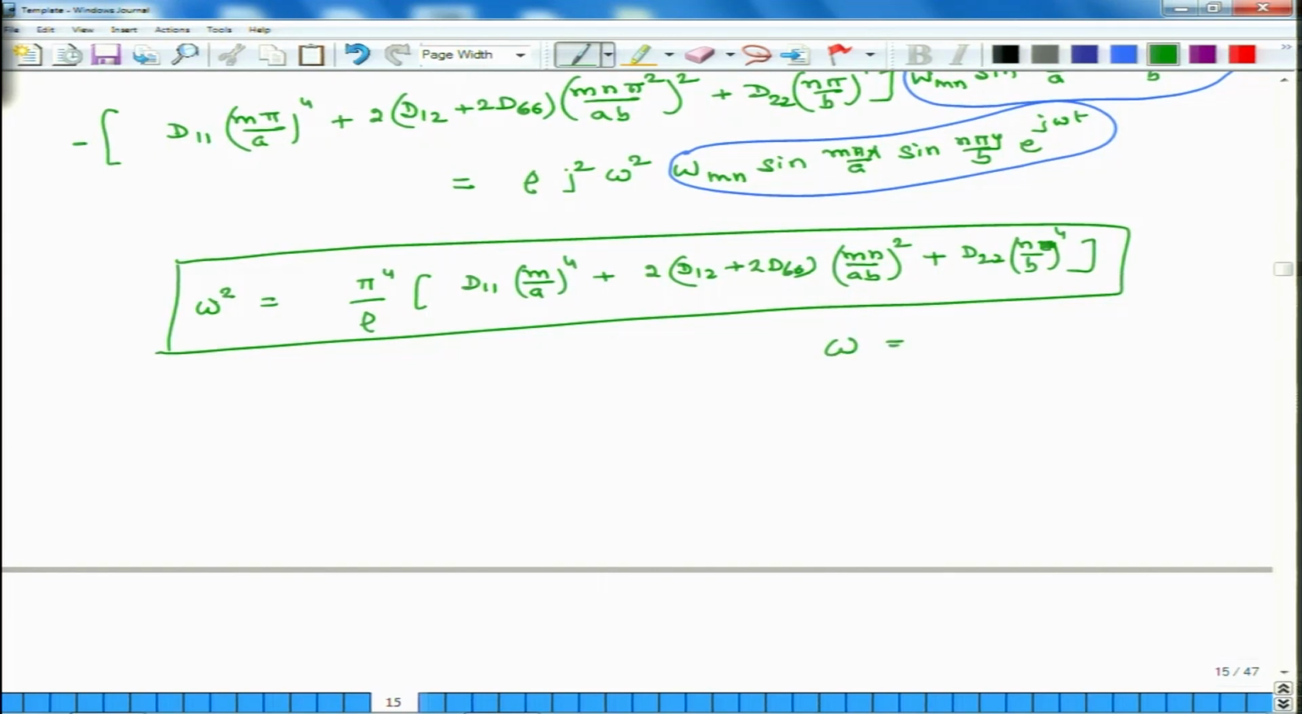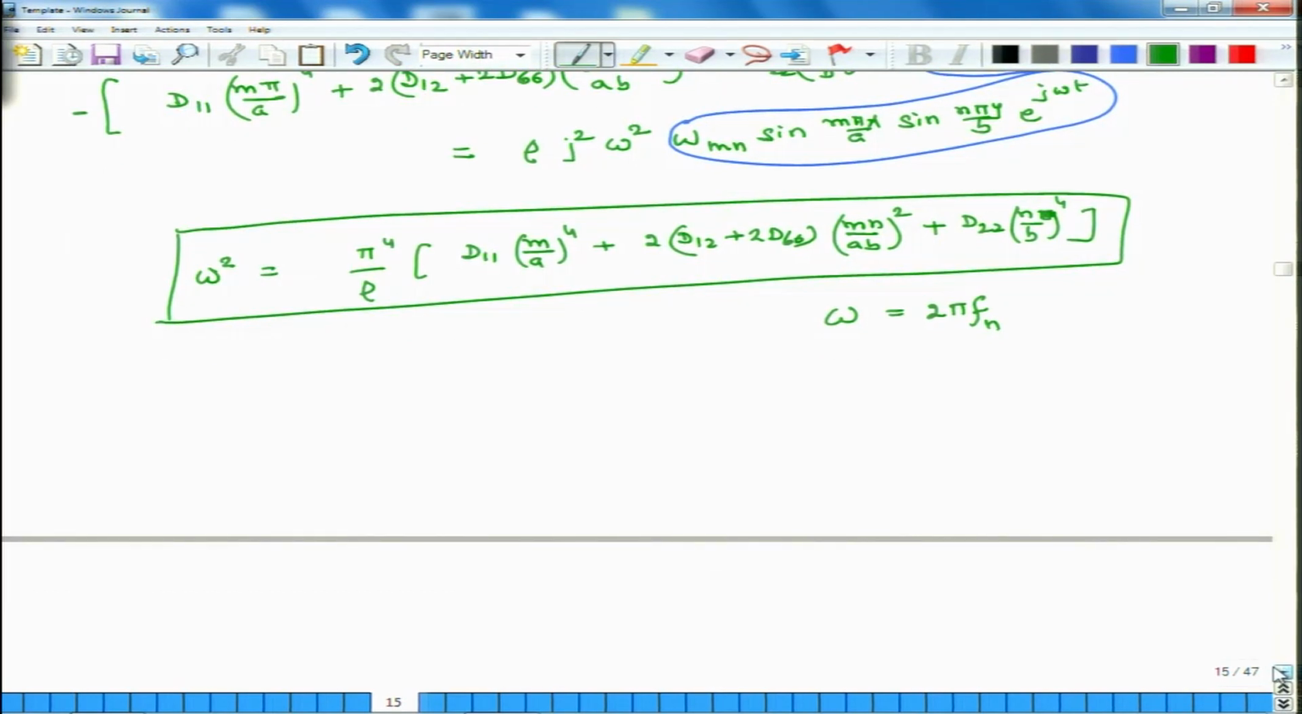So, omega is equal to 2 pi f n, and this omega is again associated with m and n. Okay. So, this value of omega varies with m and n. Now, let A over B be the aspect ratio of the plate. So, I can say that A is equal to B times R.